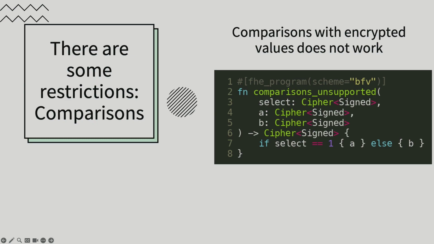There are some restrictions. There are no comparisons in the BFV scheme. We are working on a scheme that does allow for comparisons, but essentially you can't do something somewhat equivalent to a MUX circuit, if you're familiar with hardware. So you would take a select bit and say if it's 1, then you select A, if it's 0, then you select B. This will not work because you cannot do that comparison on the encrypted input, that if select equals 1.